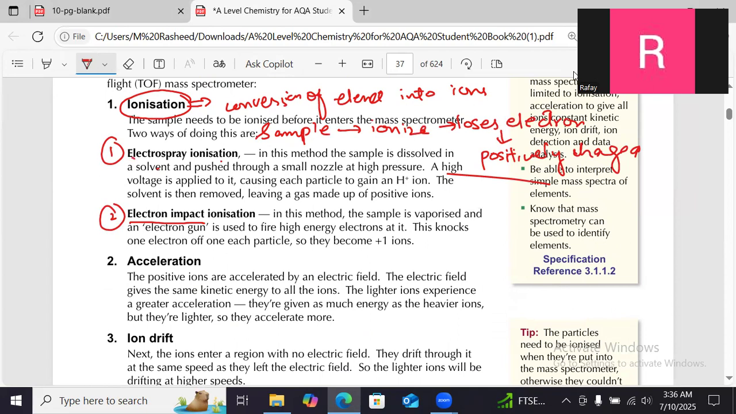Okay, what is electrospray ionization? Okay, electrospray ionization looks like this. Can you see whiteboard? Yeah, I can see it.